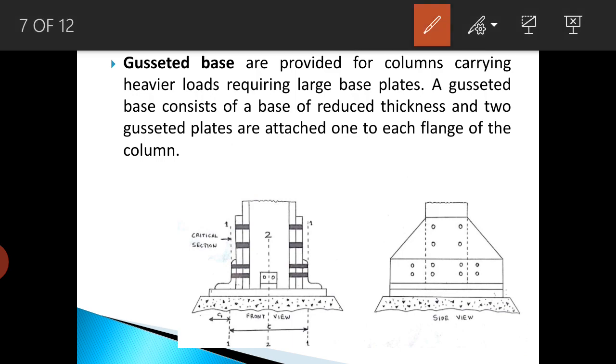You can see here, in the previous one and this one, what is the difference? This is the difference: here we have two additional plates, which are called gusset plates. So in a gusseted base there will be an addition of a gusset plate on each side of the flange. This gusset plate is connected to the flange angles to reduce the thickness of the base plate.